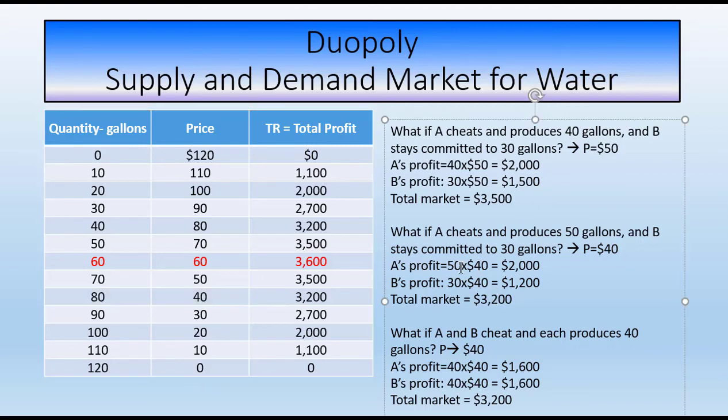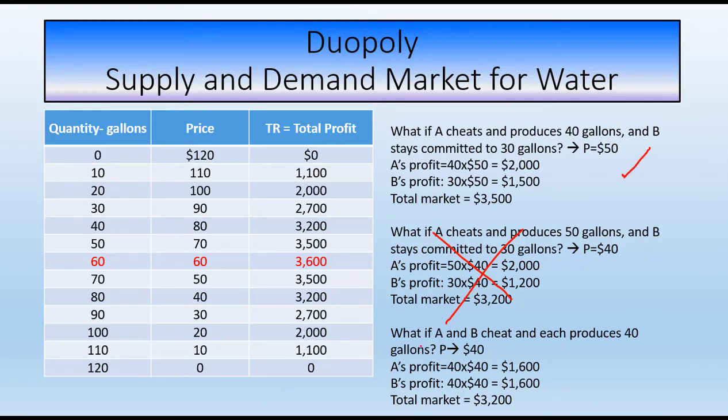And here's the profits now. A's profits remain the same at $2,000 compared to what it did up here. So A doesn't really have an incentive to do this. And B's profits drop because the price drops even further, and so they're now at $1,200. So my point here is that this scenario right here, we can cross this one out. Okay, so this scenario here is interesting.